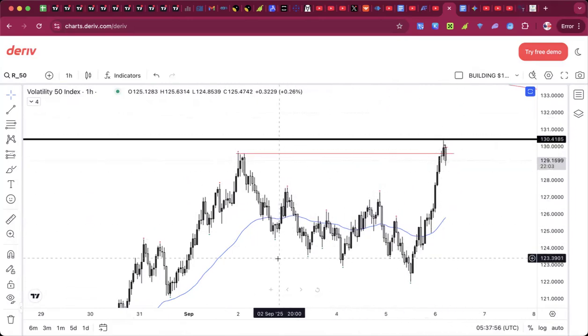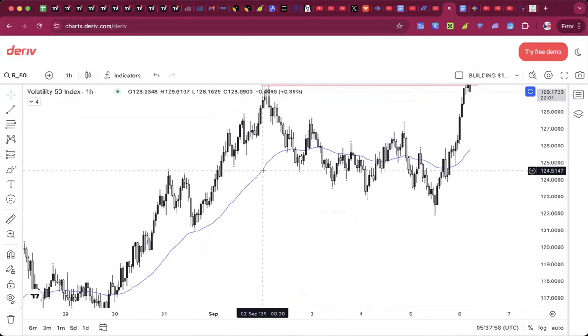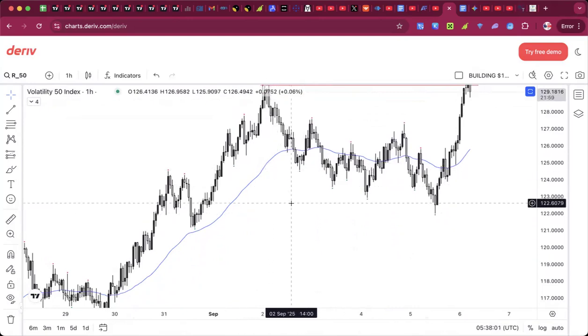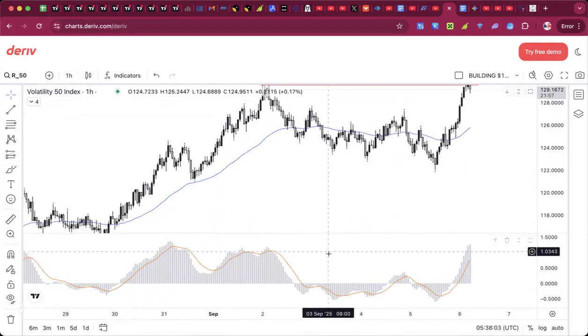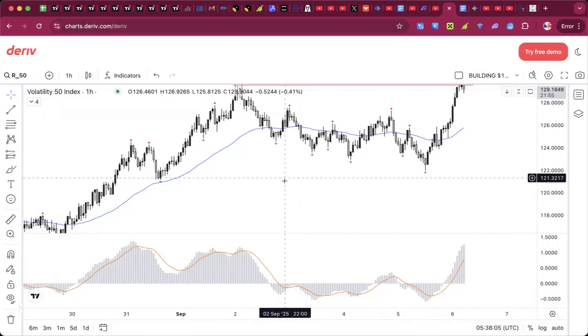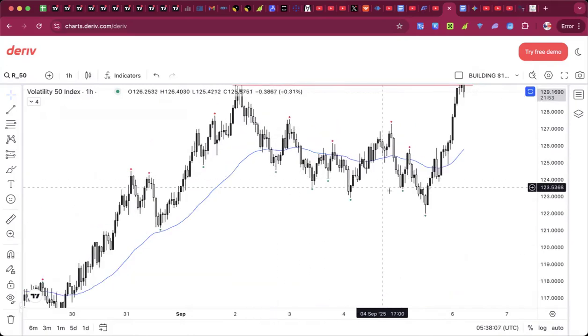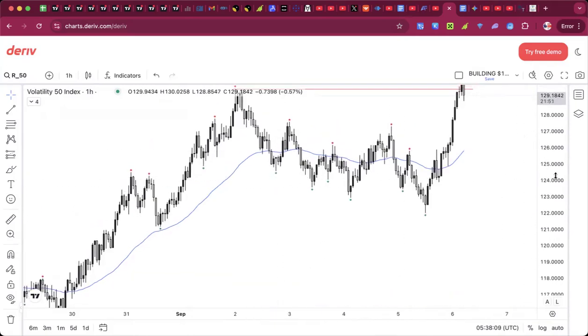So how do I establish that? Very simple. Now, this line you're seeing here is the 50 moving average. Then you can complement it with MACD. Very simple. Now, if you want to learn more about how to use all of those things and the settings to look out for, then you can inbox me and I'll put you through on how to go about it.